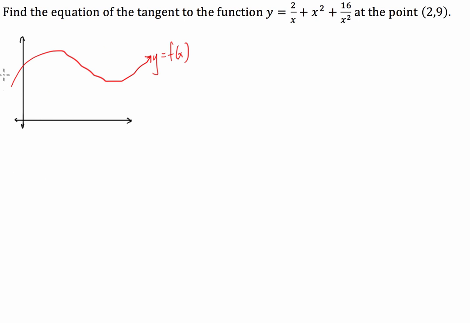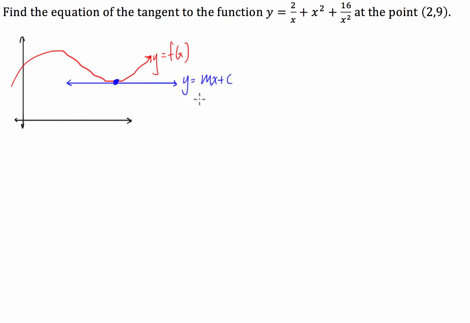Now, because the gradient of the function changes as x changes, what the tangent is going to look like is going to be dependent on where on the graph we decide to take the tangent from. So let's take it from here. So the tangent at this point is going to be a line that brushes the graph at that particular point, and at that particular point they share the same gradient. So what we've got here is our tangent is going to take the form y equals mx plus c.